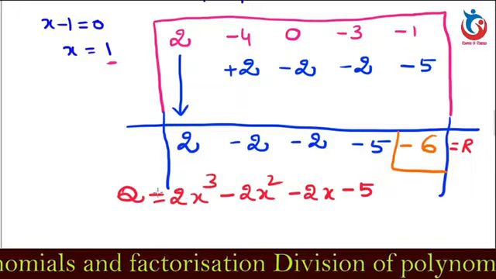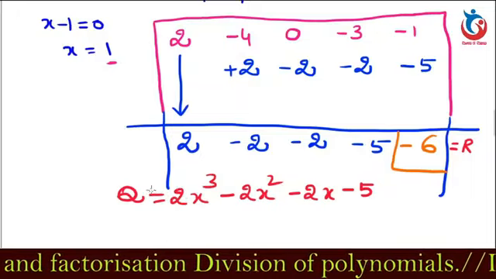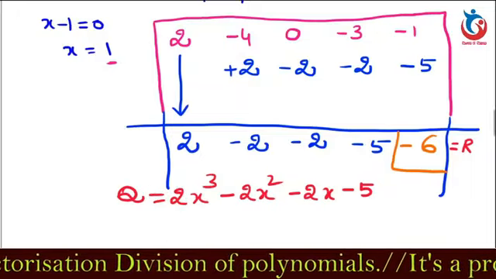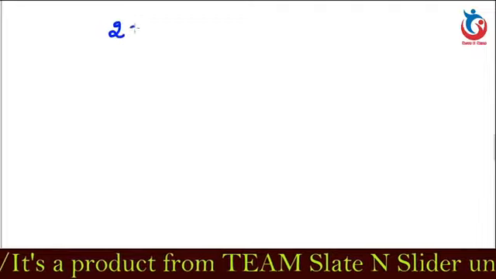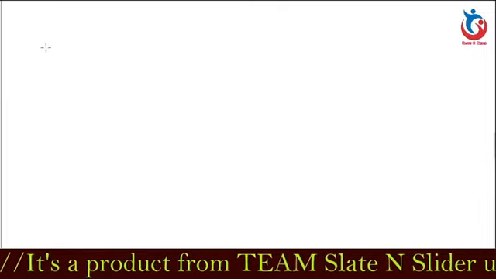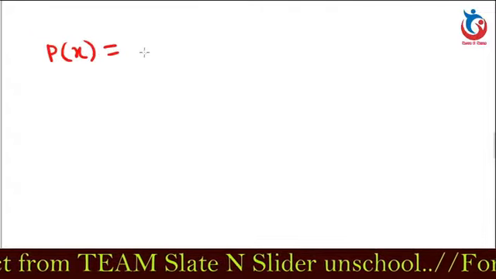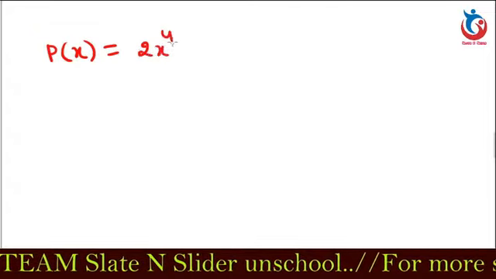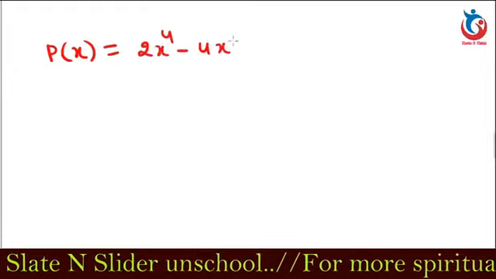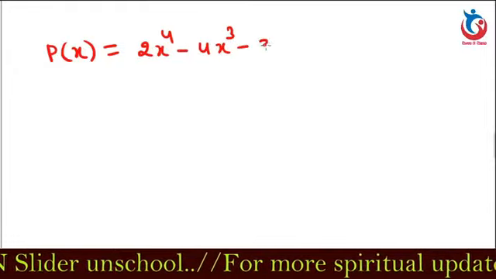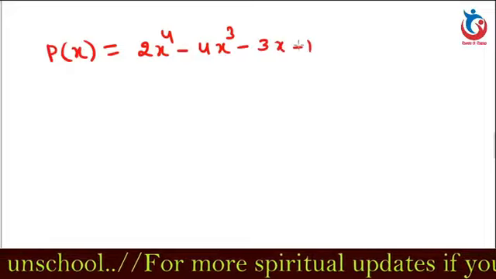So like this we have to find. And for this question you have to verify. What you have to verify? Let me explain. First of all, we should write the question first. That is, p of x is equal to 2x power 4 minus 4x cube minus 3x minus 1.